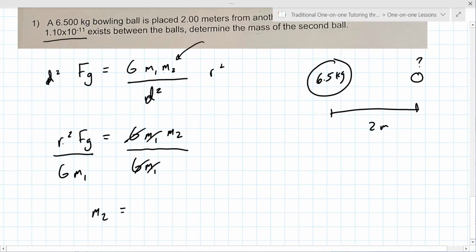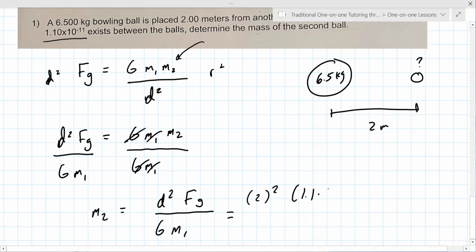I wrote R here. I guess you're probably using D in your formula. It's the distance between them squared times the force of gravity, G, which is that universal constant, times M1. So this is now just putting the numbers in. So the distance between them is 2. The force between them is the 1.1 times 10 to the minus 11.